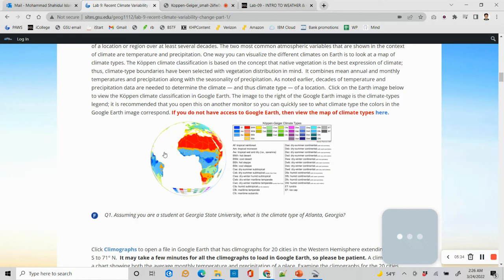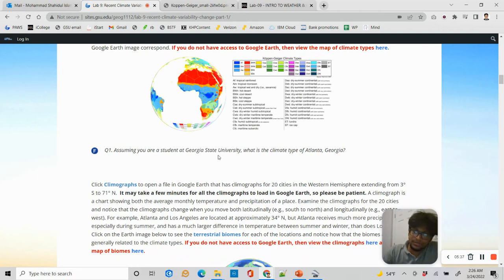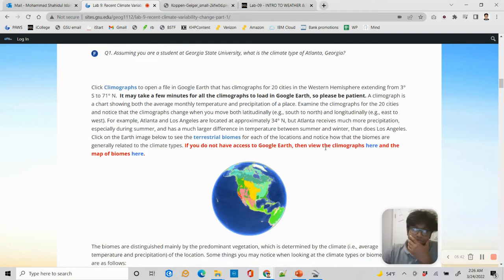So let's go to question one. Assuming you are a student at Georgia State University, what is the climate type of Atlanta, Georgia? You already know the answer. I already told you in here.